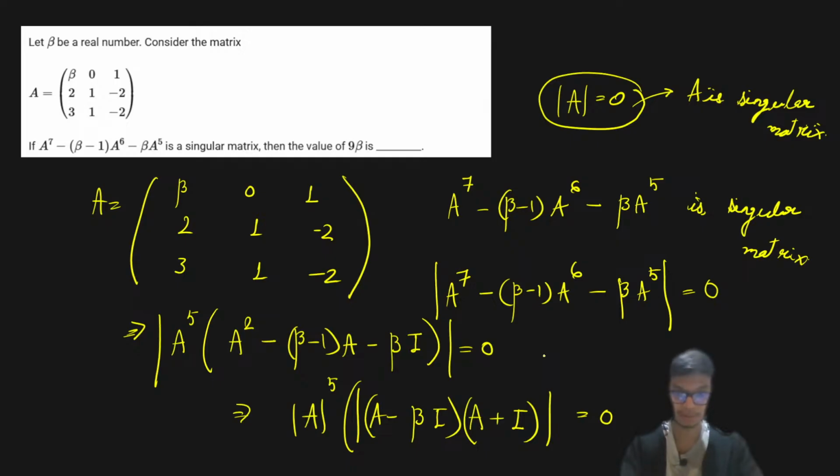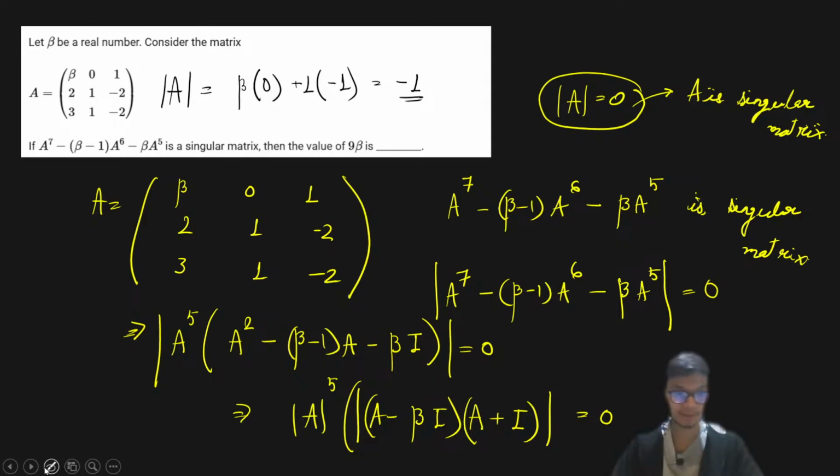Now if I try to find the determinant of A, you can just find the determinant of A over here. It is going to be equal to β times 0, and then 1 times minus 1. That gives the determinant value as minus 1. So the determinant of A is equal to minus 1.